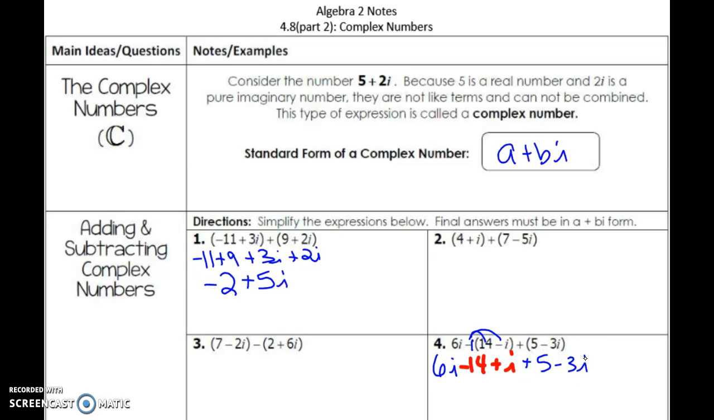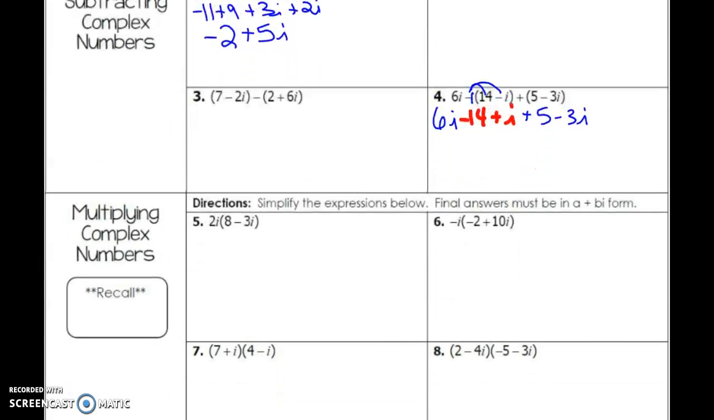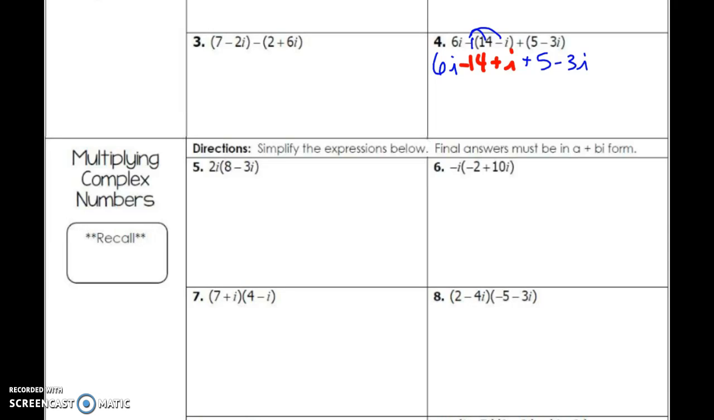So then add like terms. So you have a 6i, an i, and a minus 3i. So 6i plus another i, 7i, minus 3i, 4i, negative 14 and 5 minus 9. Just flip it around so that the number part comes first, the real number part. Negative 9 plus 4i.